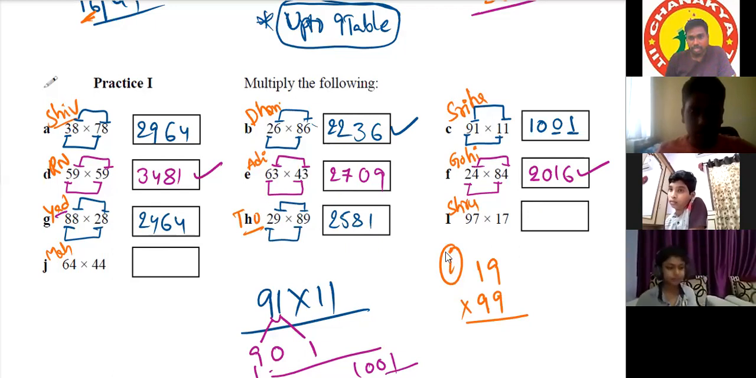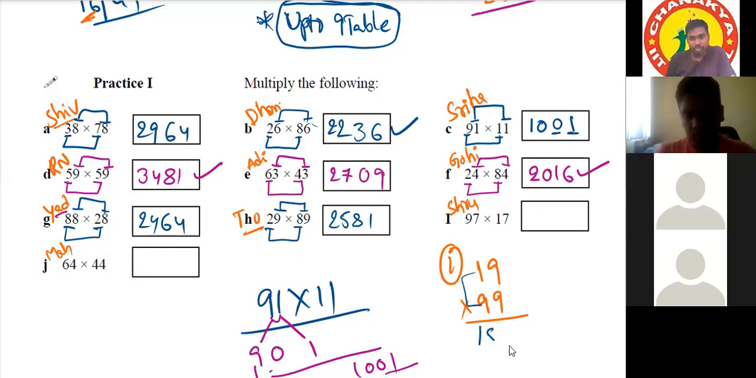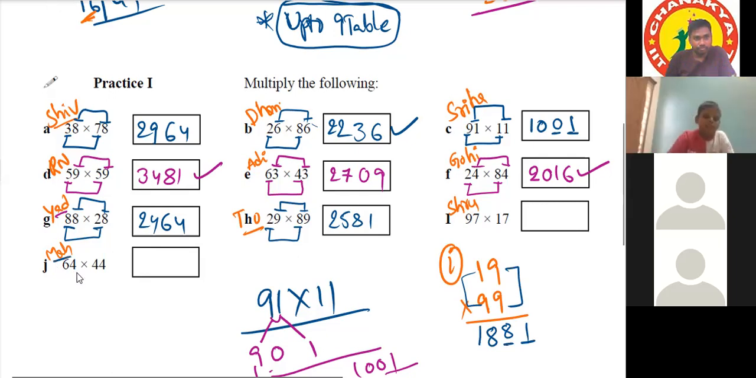That's all. Srishti. Sir, 9 1s are 9 and the common number is 9. So we'll add 9 plus 9, which is equal to 18. And 9 9s is 81. So our answer is 1881. Very good. Then Mahavir. Yes, sir. Sir, the question is 64 multiplied by 44. First we'll do 6 multiplied by 4 plus 4, which is 28. Then 4 multiplied by 4 is 16. So the answer is 2816.